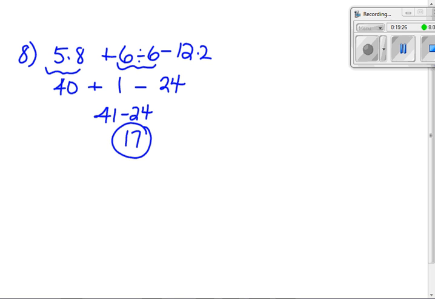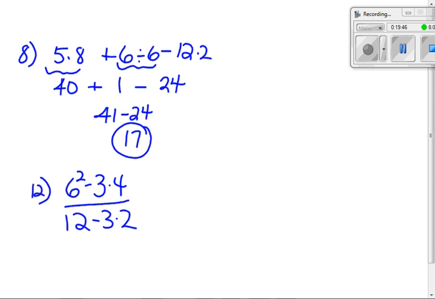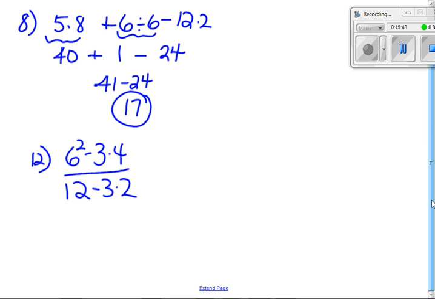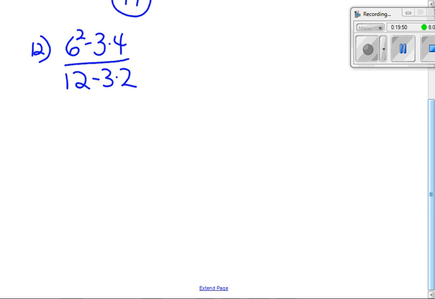Kennedy, number 12. I got 8. Oh, we better look at number 12. Okay, Monty, what'd you get for number 12? Good. Okay, let's look at that one. We have to do what's in the numerator and the denominator before we divide. Okay, Zach, what is 6 squared?